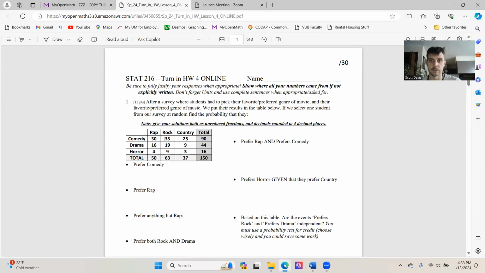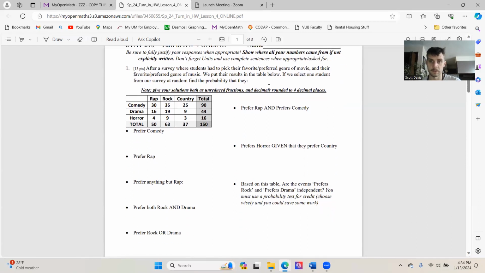Here is a contingency table. So something to note. I want you to fully justify all of your answers. So anytime you write a number that's not explicitly given, so if you are adding 90 and 44, you would get 134. But don't just write 134. I want you to say 90 plus 44 is 134. Right? That's what I mean by showing all of your work.